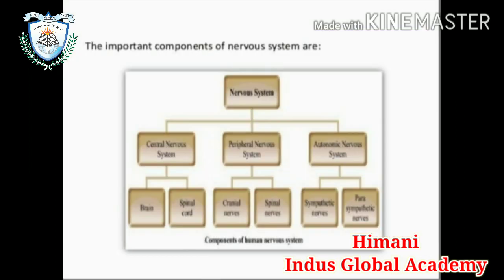Now, the important components of the nervous system. The nervous system basically consists of three main components: CNS, PNS and ANS. ANS is the autonomic nervous system. The CNS consists of the brain and spinal cord. The peripheral nervous system consists of cranial nerves and spinal nerves. And the autonomic nervous system consists of the sympathetic nervous system and the parasympathetic nervous system. So these are the components of the human nervous system.